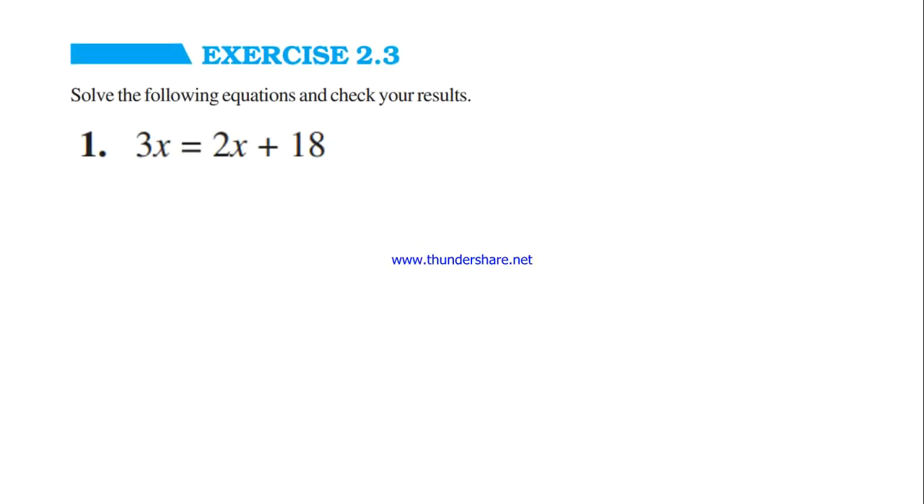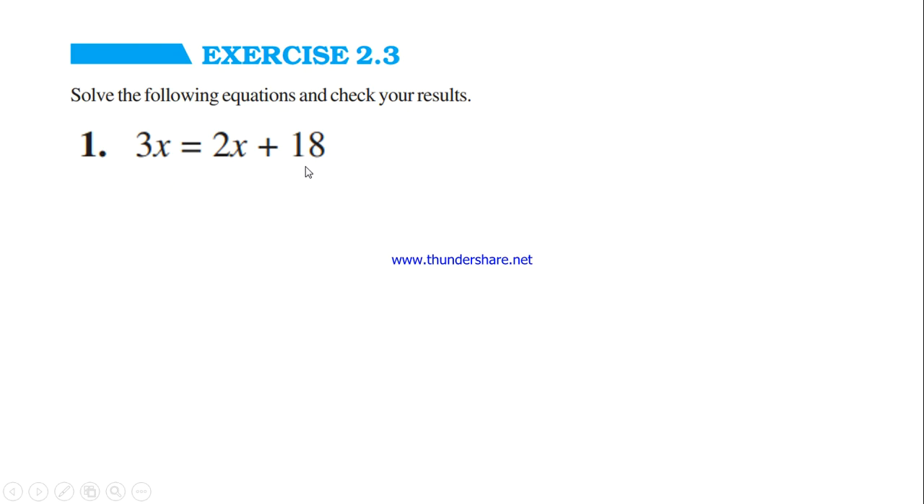Let's see the next exercise, 2.3. Solve the following equations and check your results. So we have to solve the equation, and we can check ourselves whether we solved the equation correctly or not, whether the x value is right or wrong. See, what is the topic? Solving equations having the variable on both sides. The left hand side of the equal sign has the variable, and the right hand side also has it.